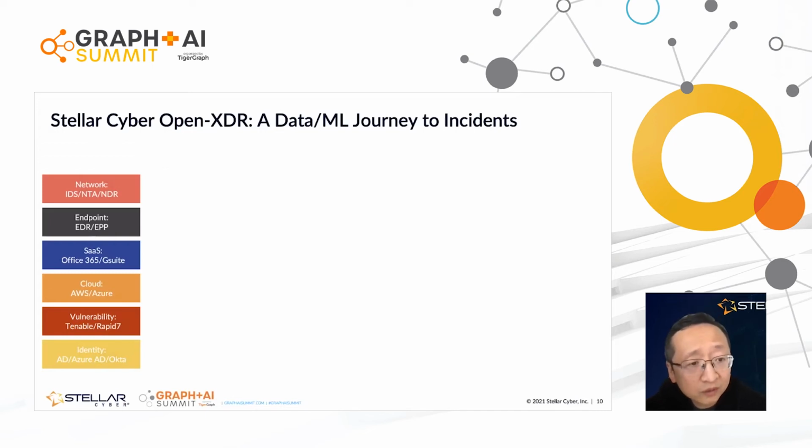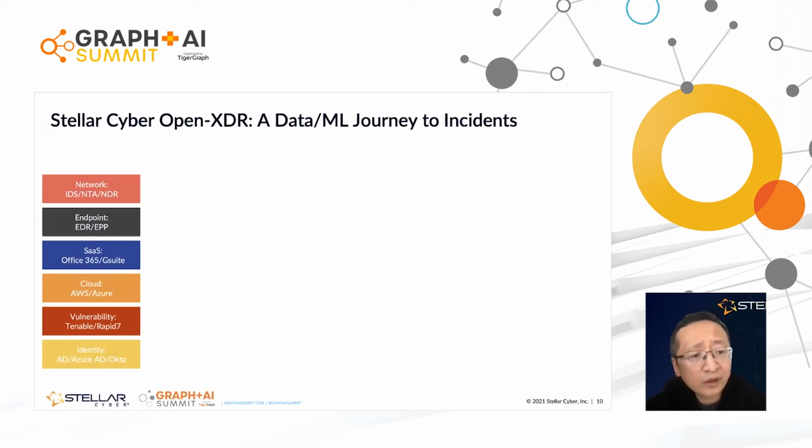Second, endpoint, like endpoint detection response or an endpoint protection platform, like antivirus. They all give very important data to know what's going on in the company. It's the machine. Third, the company may already have a lot of data integrations with SaaS, like Office 365, G Suite, or Salesforce, a lot of web apps, and also a lot of API integration inside the company.